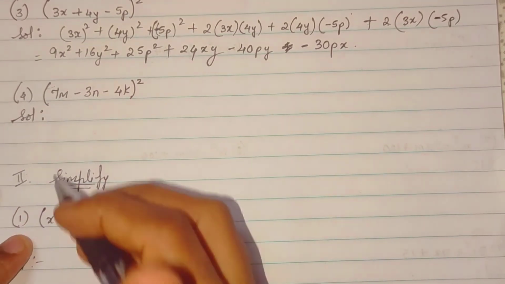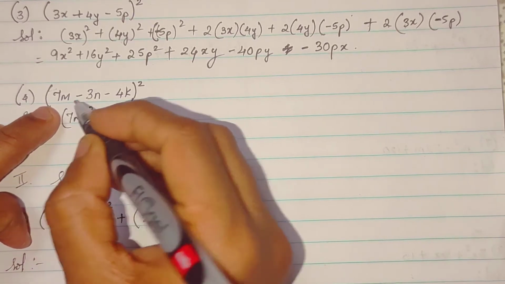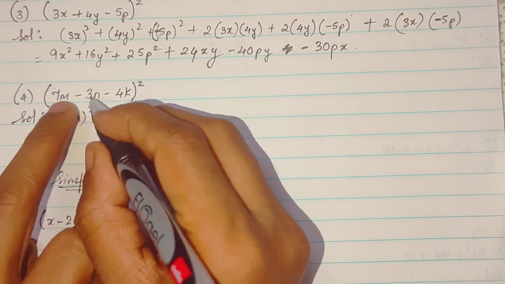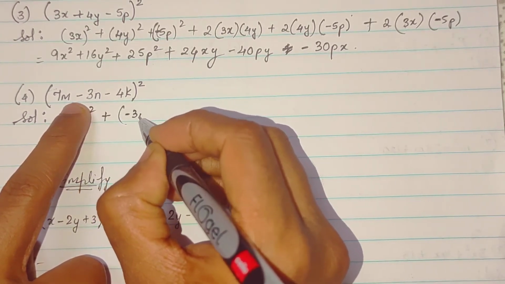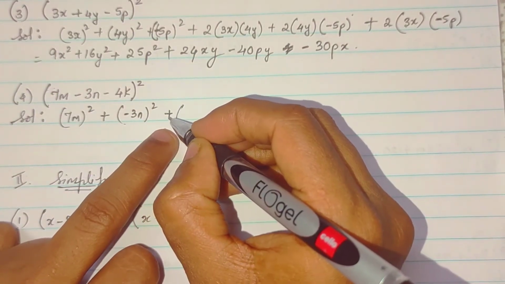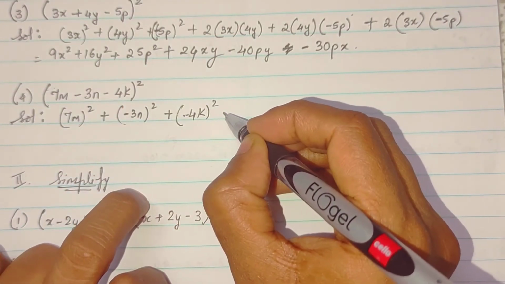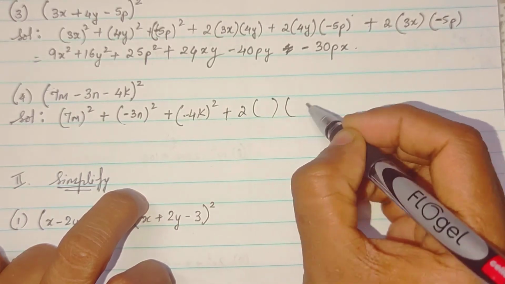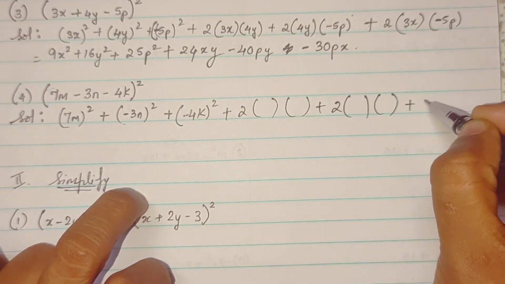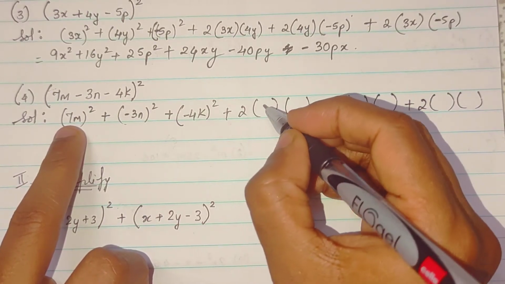Fourth sum. So a square, this 7m is the a, and then plus is from the formula, but here b is minus 3n, so b square, then the formula plus, and then this minus 4k the whole square, and then plus 2 into a into b, then plus 2 into b into c, then plus 2 into a into c.